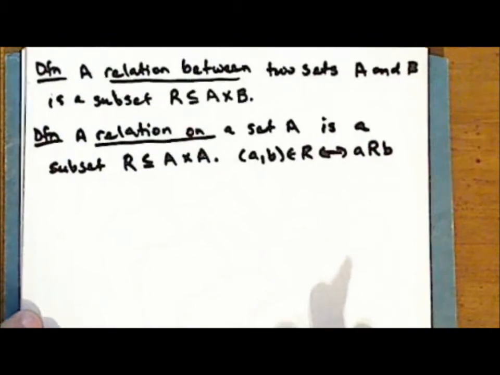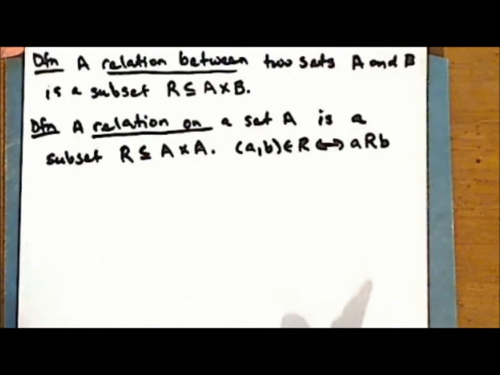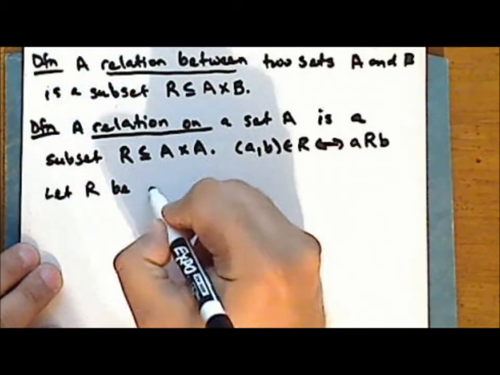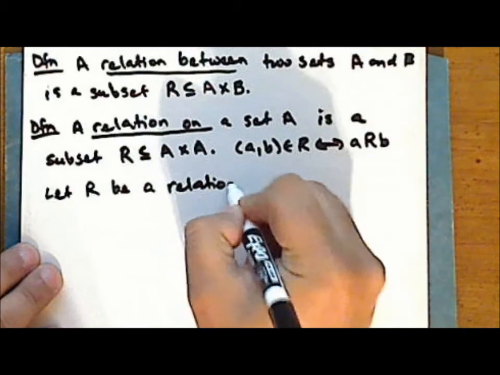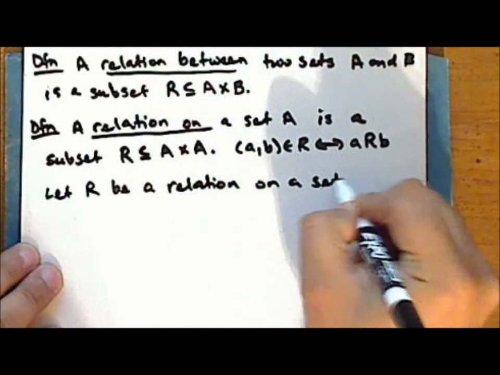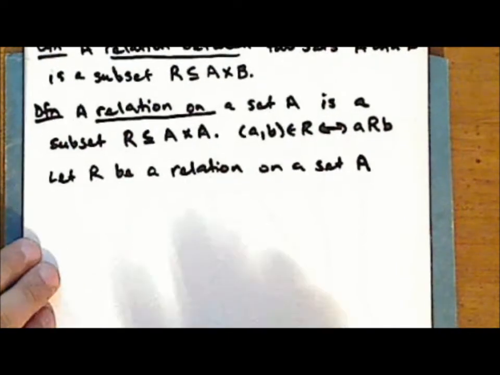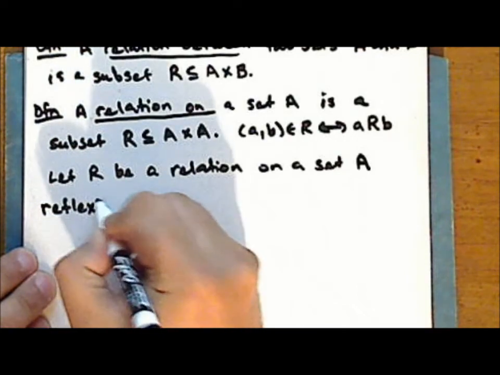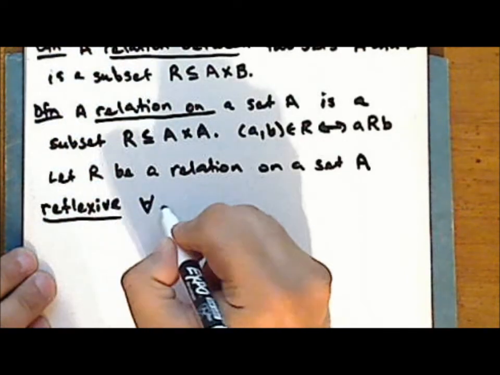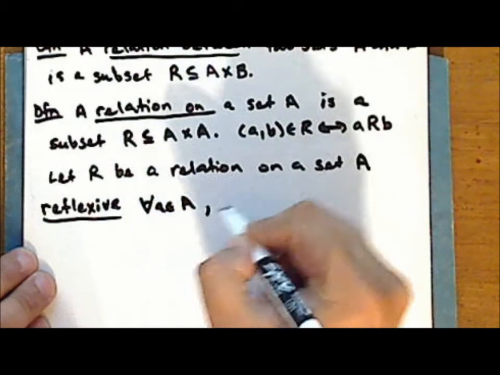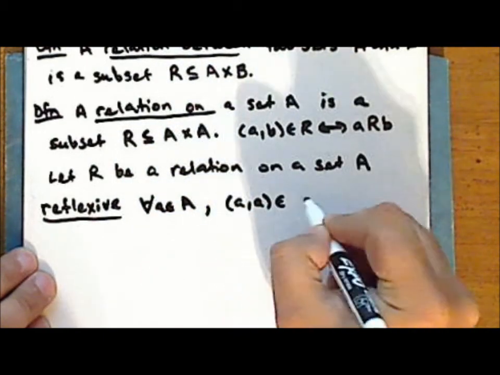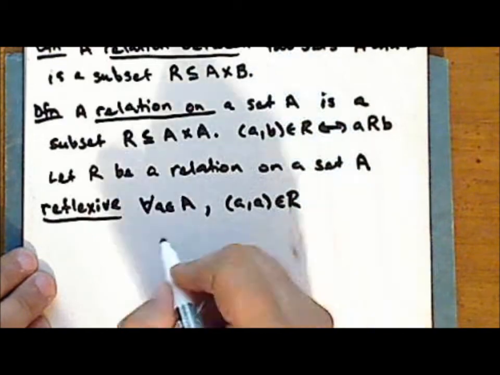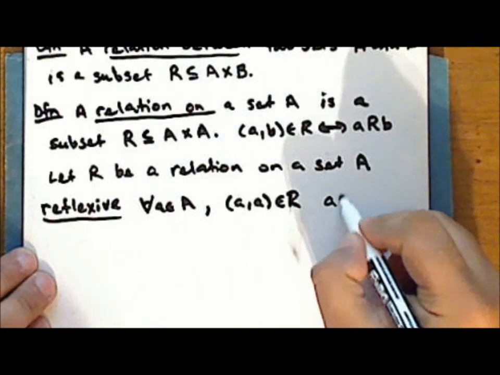So there are several properties that a relation on a set can have, and so we're going to look at those each in turn. So let R be a relation on a set A. Then the relation is said to be reflexive if for every element in the set the ordered pair (a, a) is in the relation. In other words, each element a is related to itself.